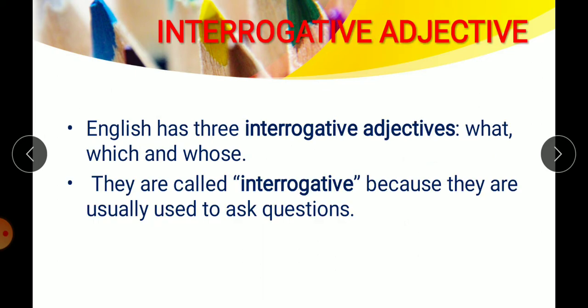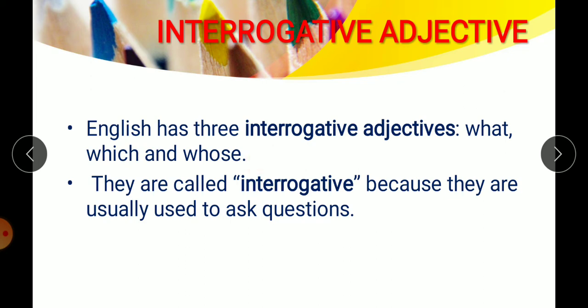Now coming to interrogative adjective. Now the word interrogative you have already used and it means questions. So English has 3 interrogative adjectives: what, which, whose. They are called interrogative because they are usually used to ask questions. Interrogative sentences आपने पढ़ी थी. So they are the questioning sentences जिनसे आप question करते हैं. So interrogative adjectives are those adjectives which are useful for asking questions. And they are just 3 in number: what, which, whose.